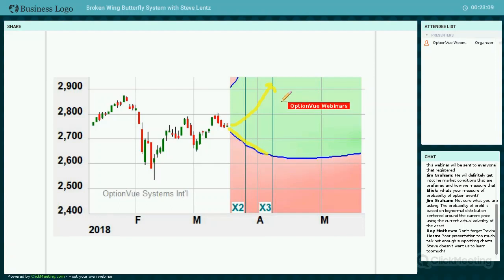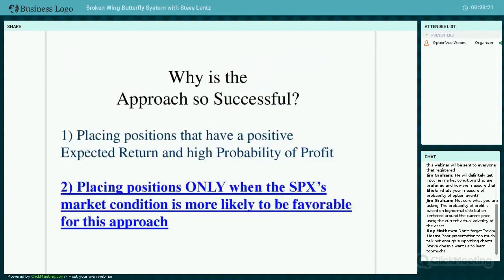And what you'll see here, though, is that the approach does lose money if the market drops precipitously right at the beginning. And that brings us to the second point: placing positions only when the SPX's market condition is more likely to be favorable for this approach.